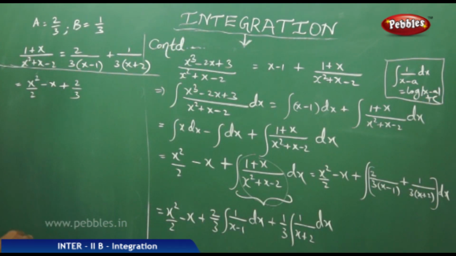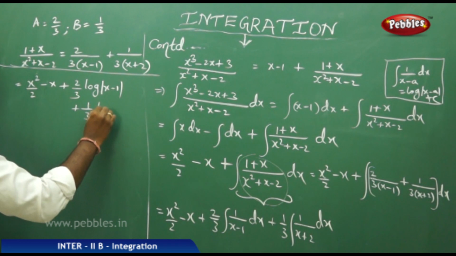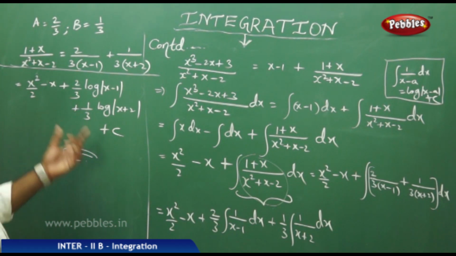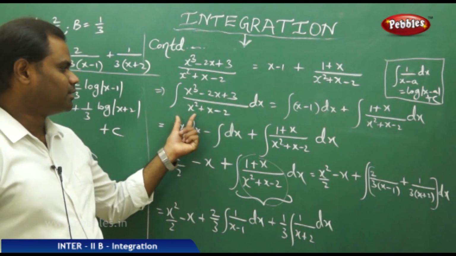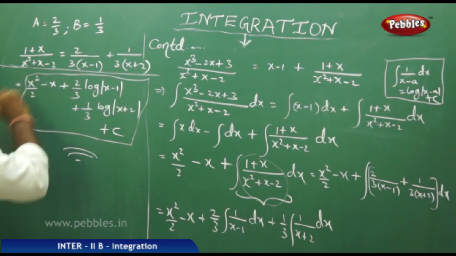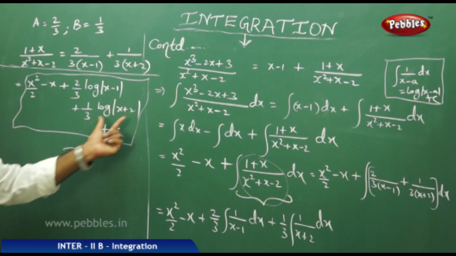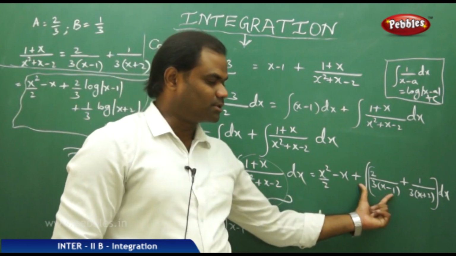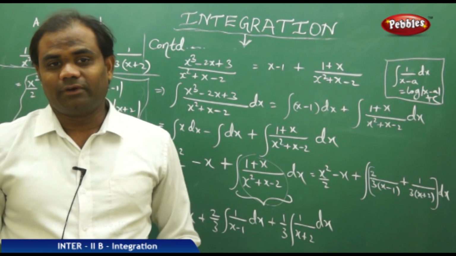So integral 1 by x minus 1 is log mod x minus 1, and this is 1/3 log mod x plus 2 plus c, is how we obtain the integral. Therefore the overall integral of x cubed minus 2x plus 3 by x squared plus x minus 2 dx is x squared by 2 minus x plus 2 by 3 log mod x minus 1 plus 1/3 log mod x plus 2 plus c, and this integral is obtained strictly by using the partial fraction, this split into two partial fractions. So partial fraction helps in integration of few of the functions.